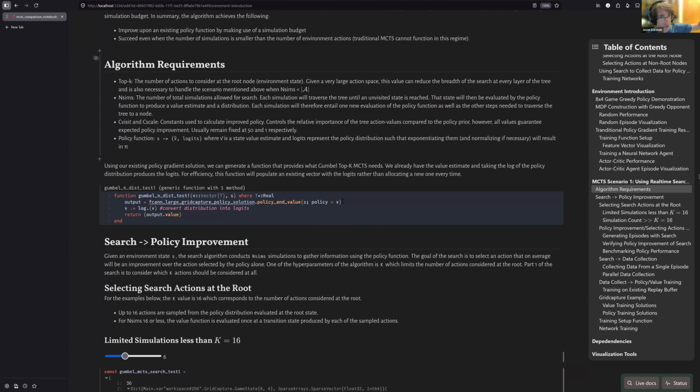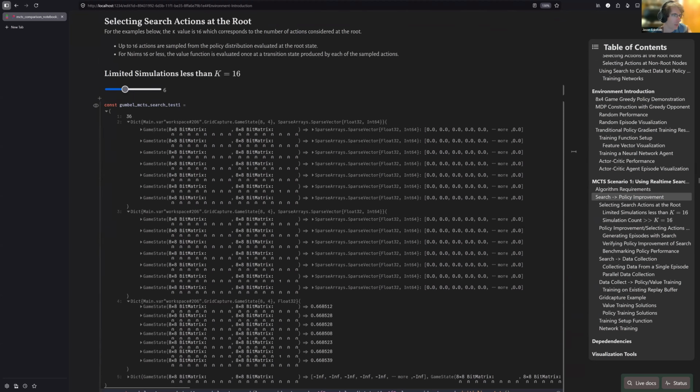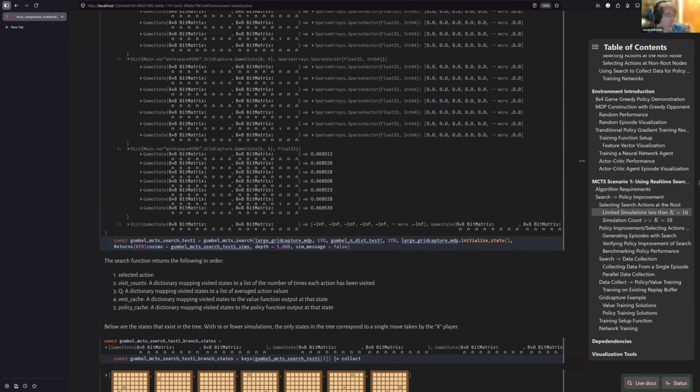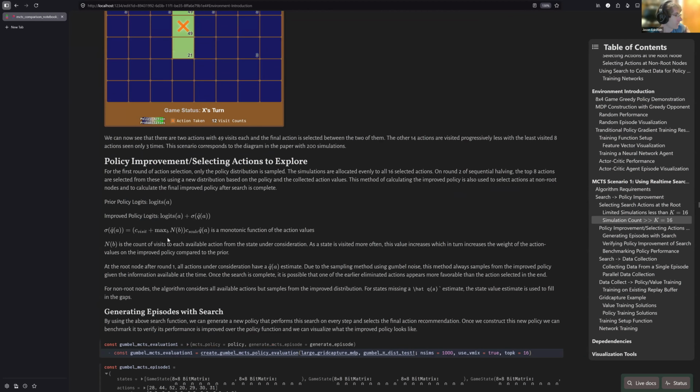So when we first visit a state, just like when we start the sequential halving here, we are just sampling from the prior distribution. It's only after we start accumulating some visits that we have a difference between some of the Q values. But the sampling tries to match this improved distribution at all of the subnodes in the tree.